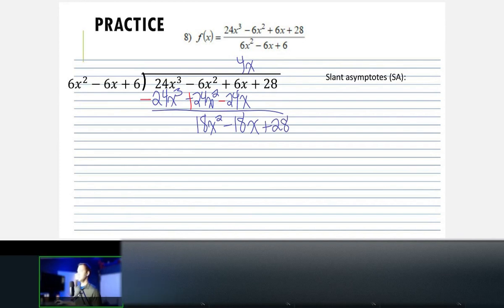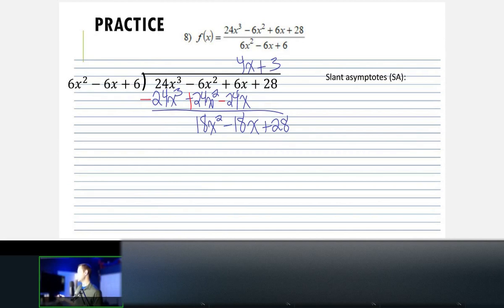All right, and then it starts over. So I'm gonna get my little pointer out. What times 6x squared is 18x squared? Well, 6 times 3, right? 6 times 3 is 18, I think. So that means we've got a plus 3 right here.